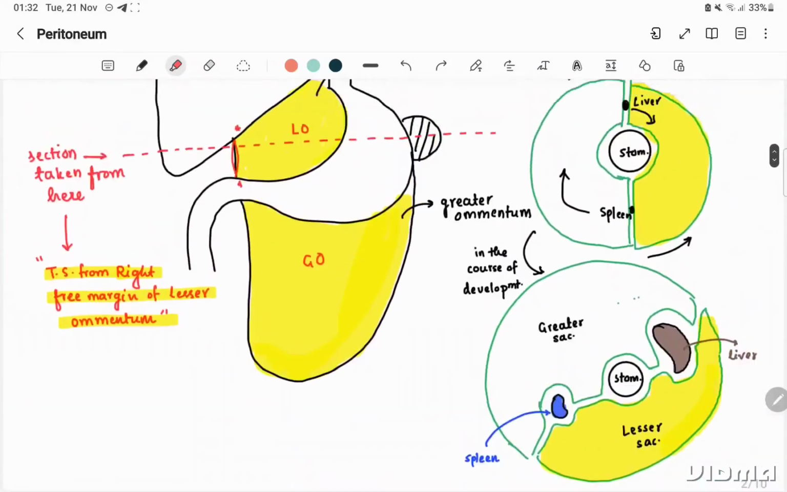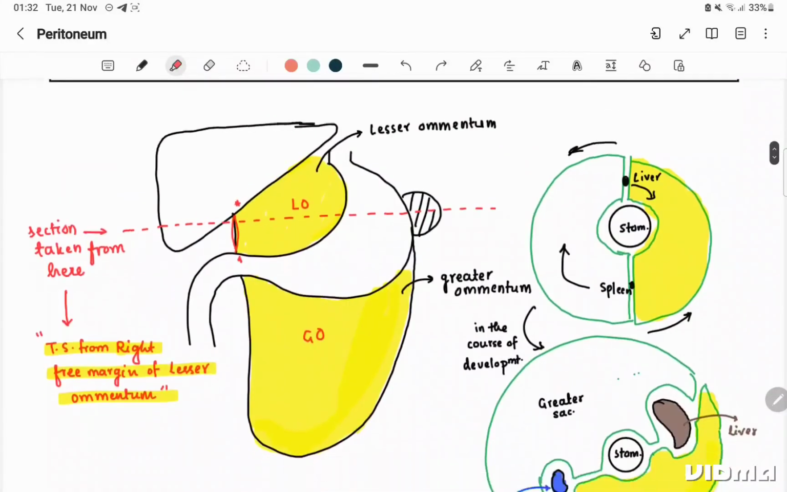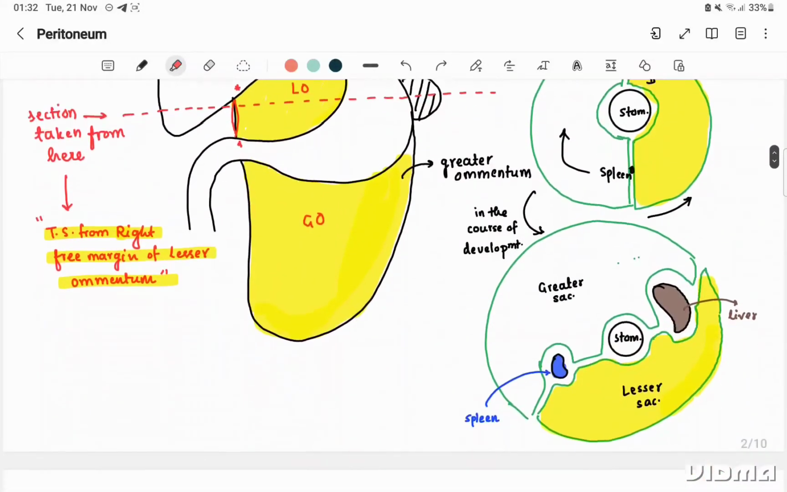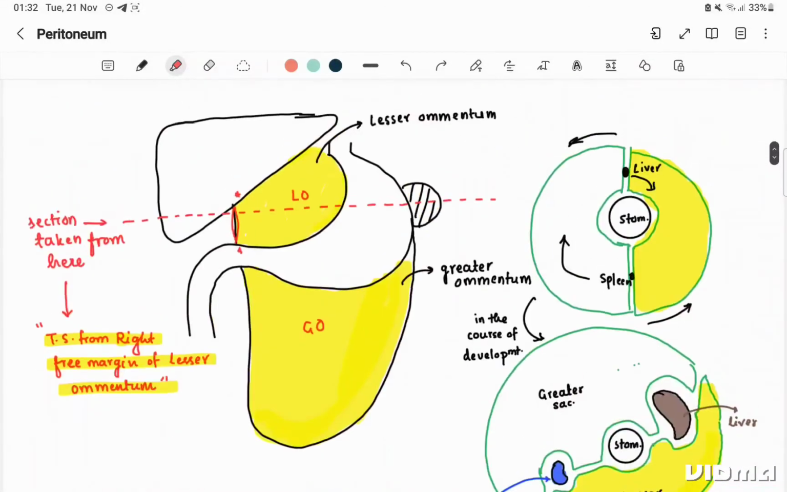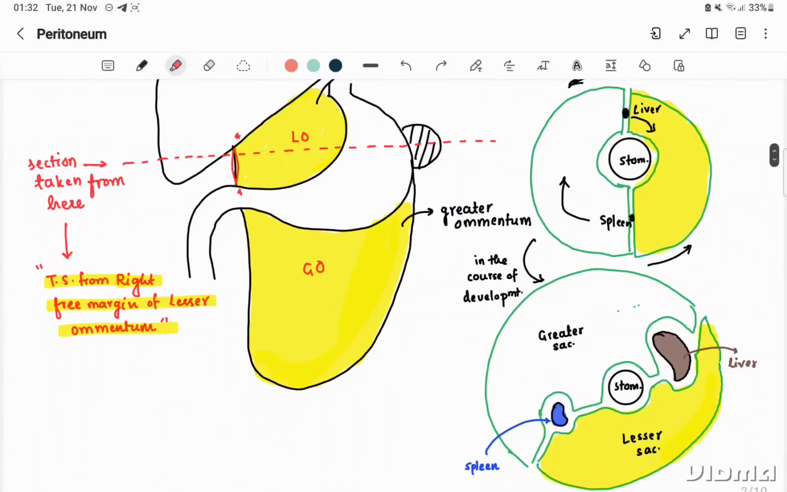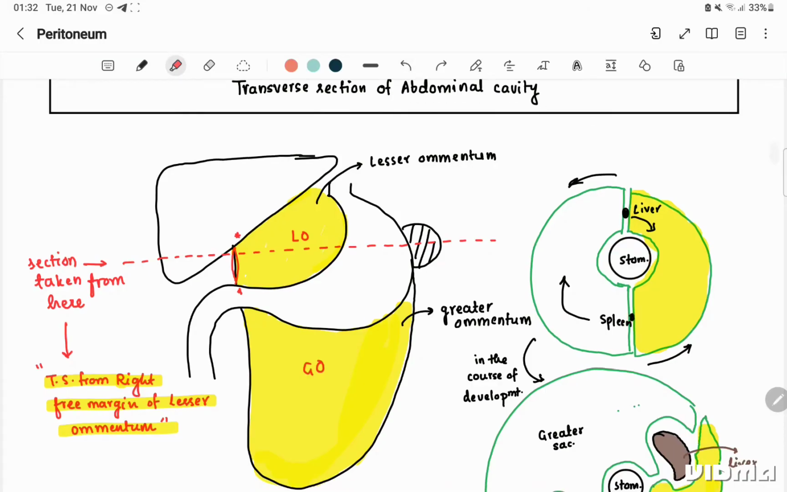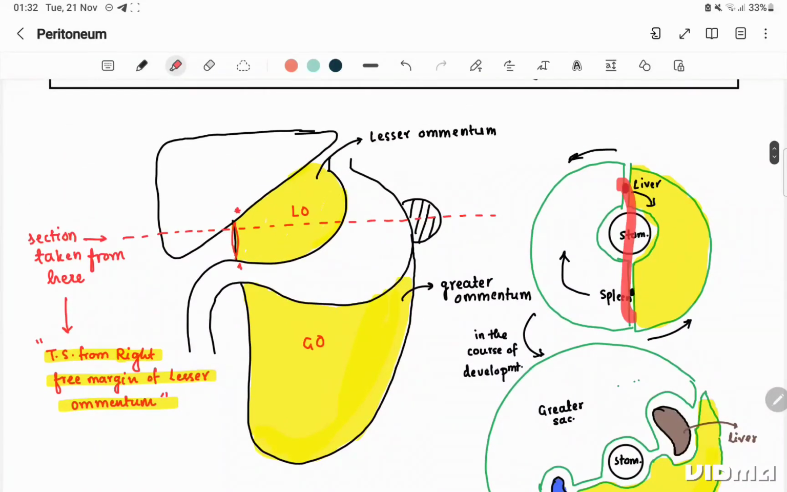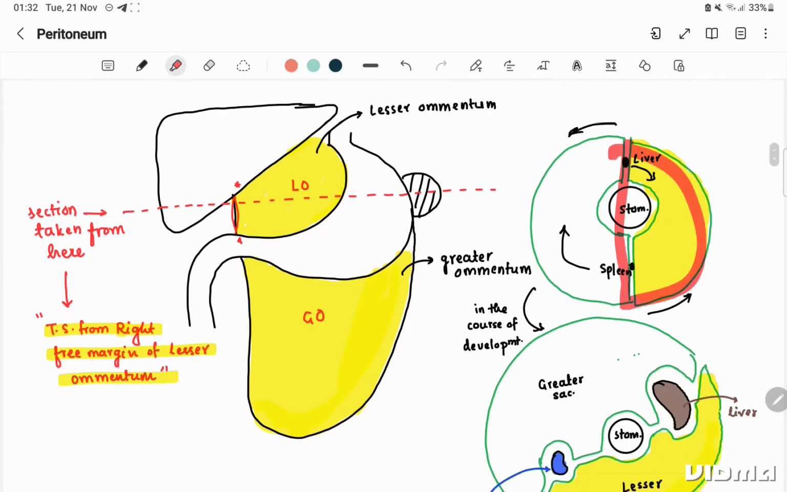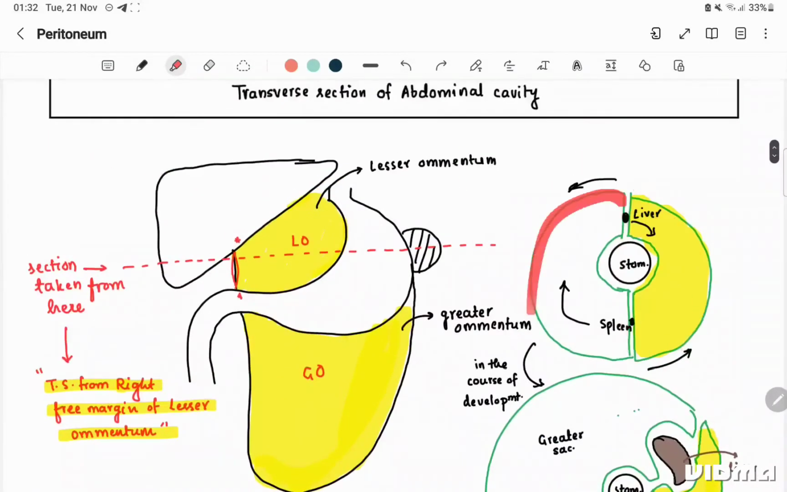We'll discuss this pattern, and how it became like this, how the structure is like this, and how the greater omentum and lesser omentum are arranged. So what happens in embryonic time, we have a liver, a stomach and spleen in the same vertical line, and this green, unshaded part was the lesser sac.